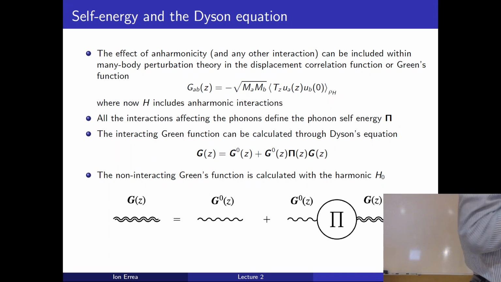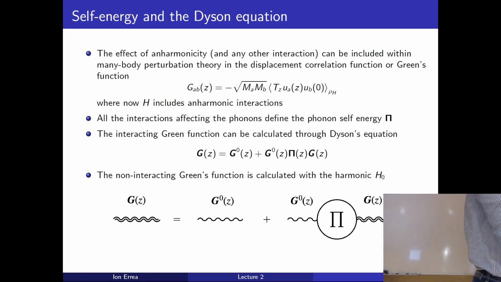In principle, if we know this Green function with all the interactions and everything, we should know everything about the ionic fluctuations, everything about the system. We should be able to calculate all the spectral properties measured in experiments and so on. So this is the goal, right?